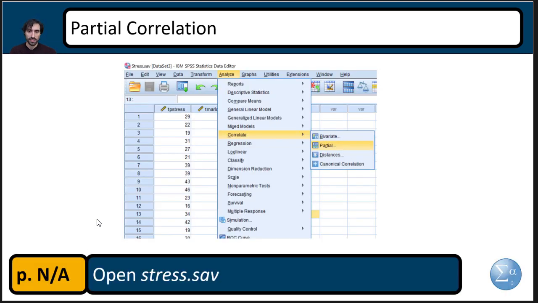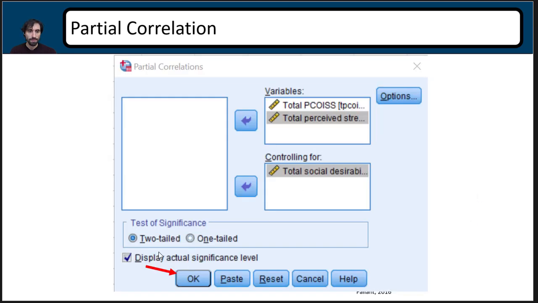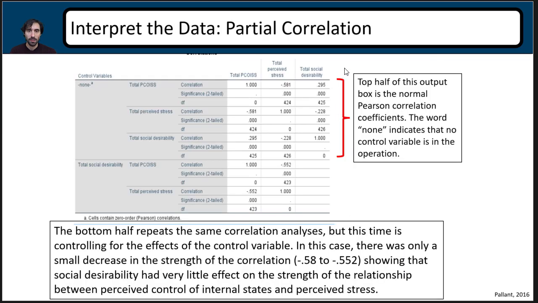So we're going to open up stress.sav, go to Partial, it's right under Bivariate, Options, zero-order correlations, and then exclude cases pairwise. And then what we end up getting, this is the output, and what we have here is a pretty weak correlation, but it is statistically significant. By the way, this is going to be the same thing, just flipped on its head. Because there is just a weak association, it's significantly weak, in fact. That's how we can actually say what our findings are here.